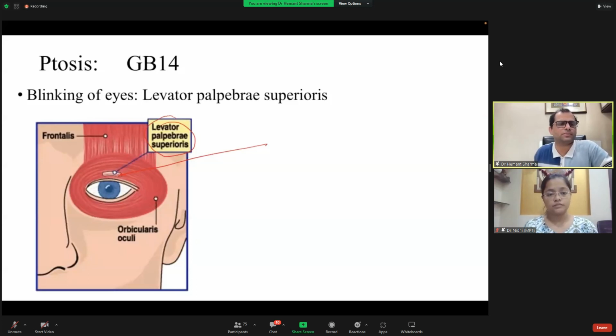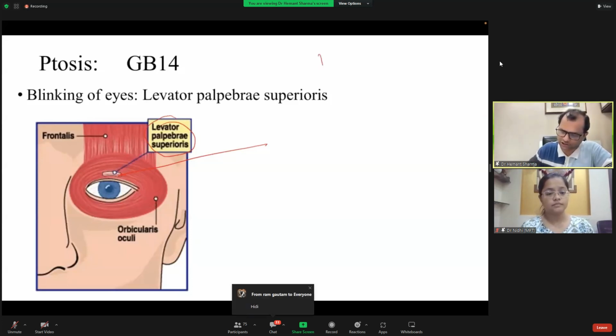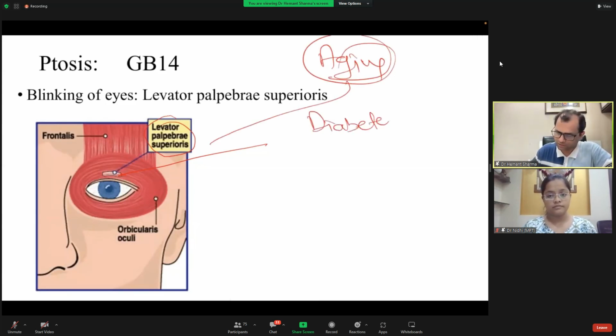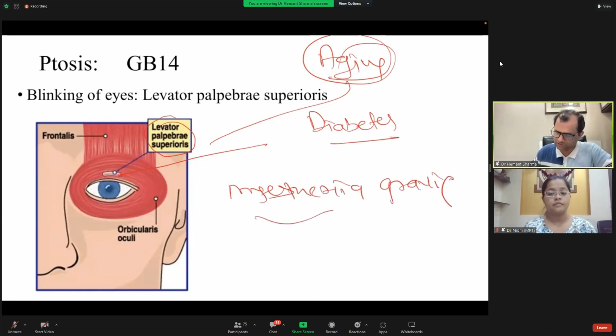Sometimes what happens, there are many diseases, like number one, that is called aging. With the age, this muscle losing the power. Number two, diabetes also. This muscle losing the power. Number three, there is a disease that is called myasthenia gravis. Or any disease where we are having severe muscle weakness.